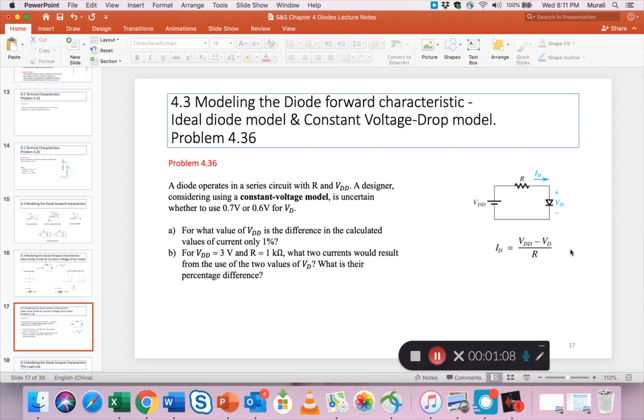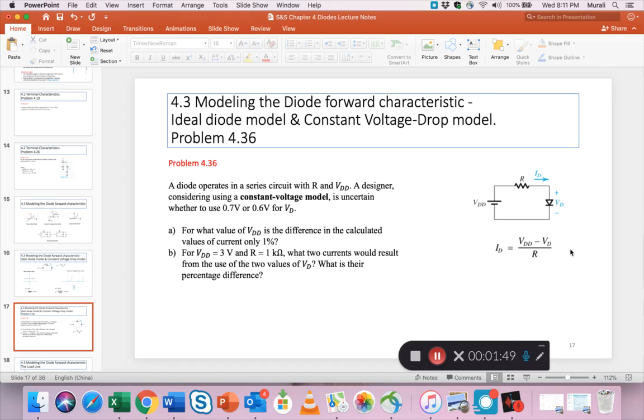So let me quickly read what the problem is all about. A diode operates in a series circuit with a given R and VDD. So that's a simple basic diode circuit. A designer, an engineer, is considering a constant voltage model but doesn't know whether he wants to use 0.7 volts or 0.6 volts for the VD. He can use either, but he wants to know what will be the difference in the calculated value of the current.